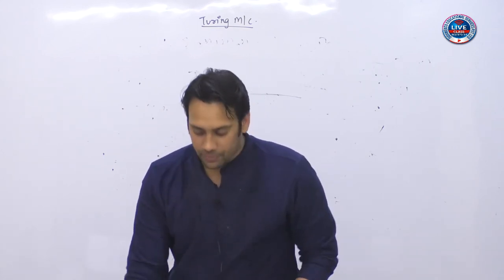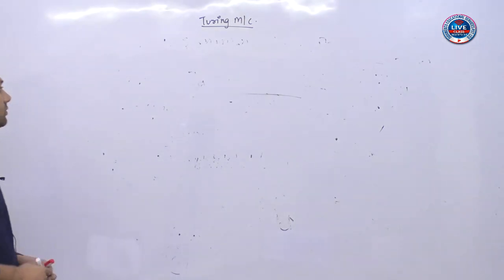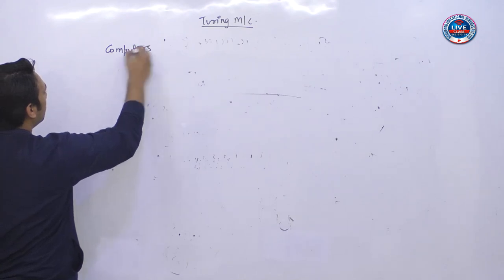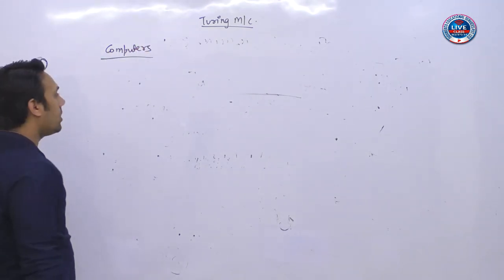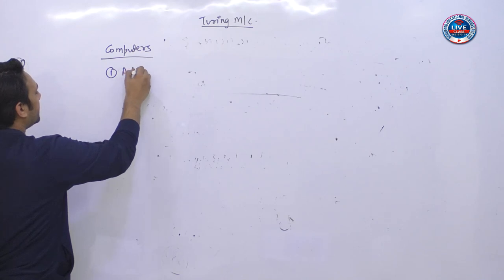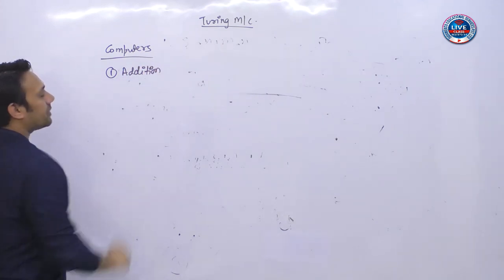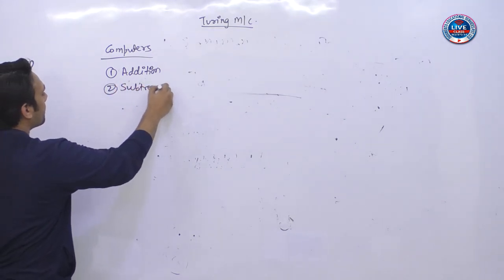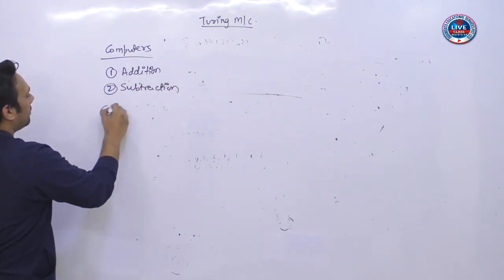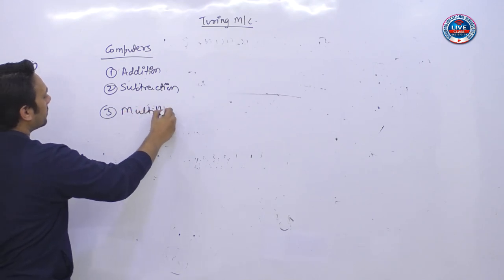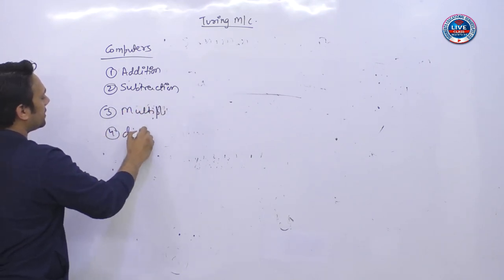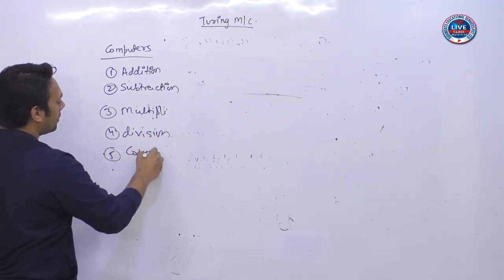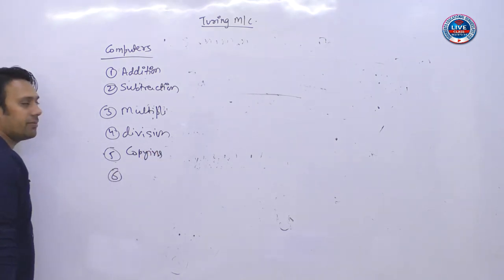So what are the operations that the Turing machine can perform? What are the operations that computers can perform? Computers can do, number one, we have an addition operation. Second, we have a subtraction operation. Third, we have a multiplication operation. Fourth, we have a division operation. Fifth, we have copying operation. Sixth, we might be having some other operation.